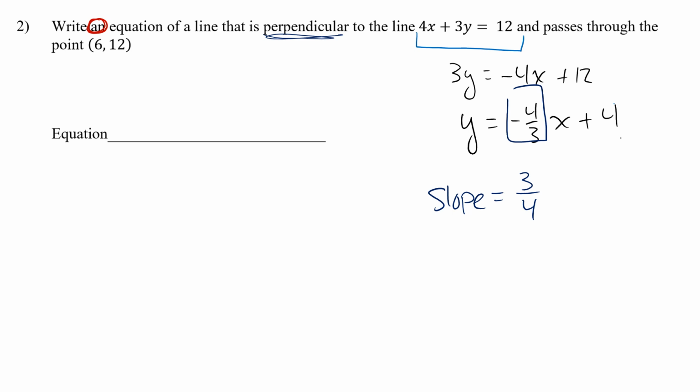Two ways I can do this. I can use point slope form of an equation, or I can plug into slope intercept form and solve for b. I'm going to do it both ways, I guess. So I'm going to start with point slope form.